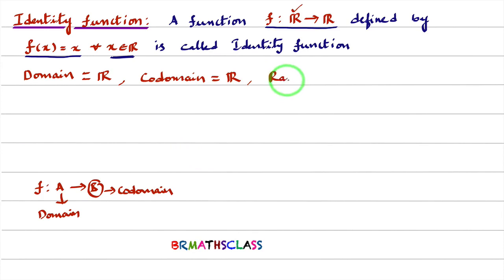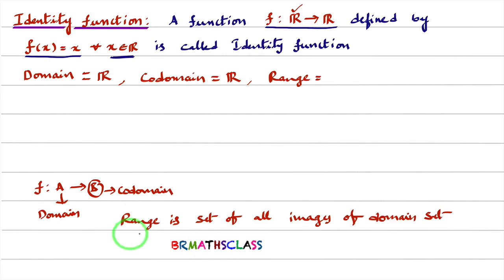What is range? What do you know about definition of range? We know that range is set of all images of domain set. What is domain here? Domain is all real numbers. As per the definition, f of x is x. When x is a real number, its answer is also real number. Try to understand. So here, what is the range of the function? Range of the function is set of all real numbers. So it is very easy to remember domain, codomain, range of identity function. Domain is set of all real numbers. Codomain is set of all real numbers. Range is also set of all real numbers.